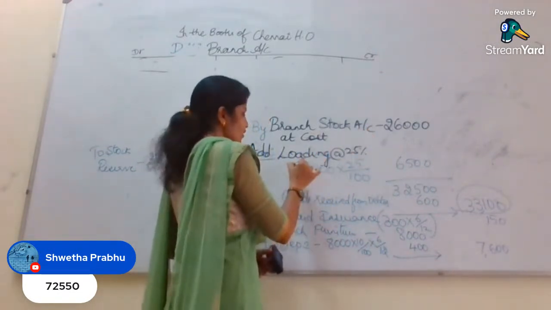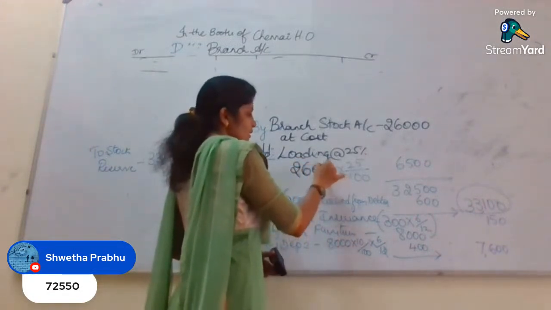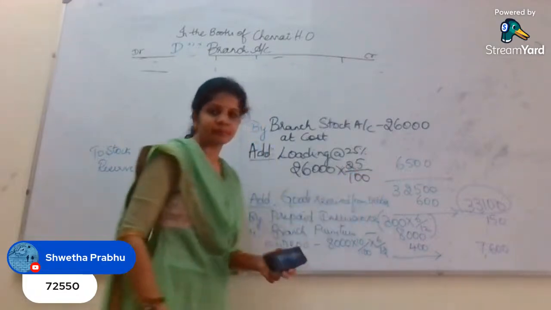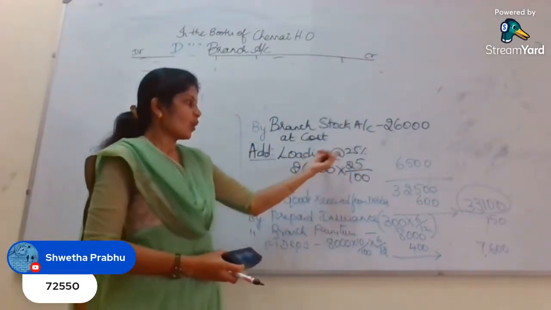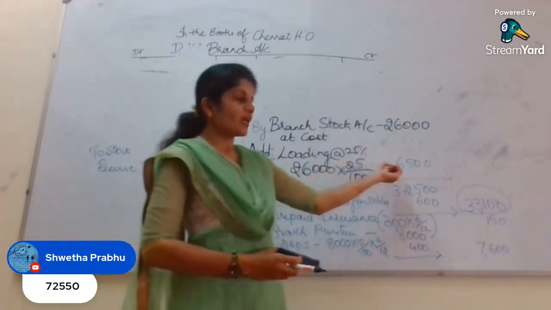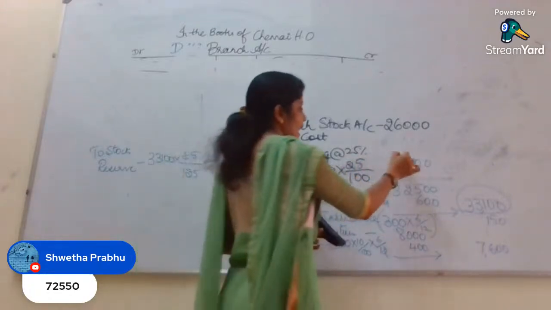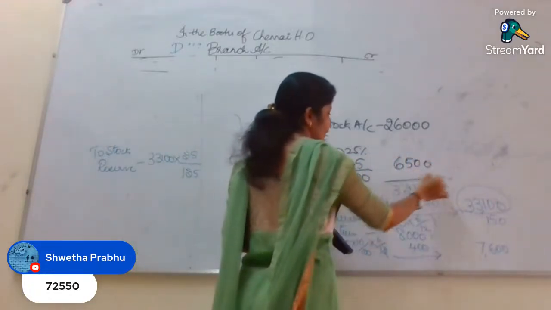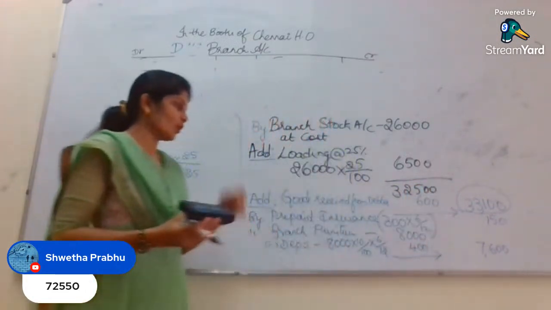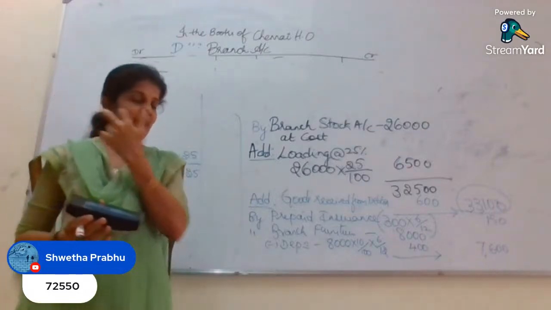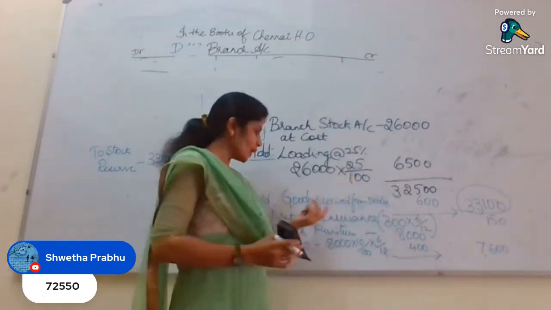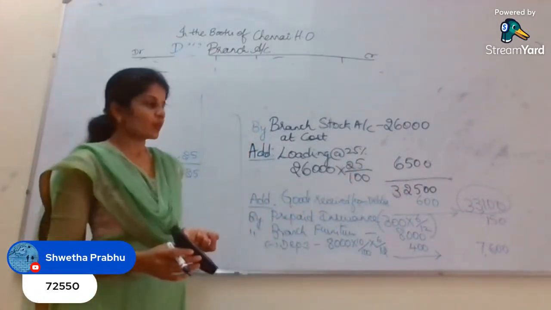What is the amount of branch closing stock? 26,000 multiplied by 25 divided by 100. So this is loading at 25%. If you add this 25% of loading, you will get 6,500, and if you add this 6,500, the total is 32,500. And also, the goods received from debtors must be added. It is excluded. This is actually the closing stock, but this closing stock excludes the goods received from debtors.